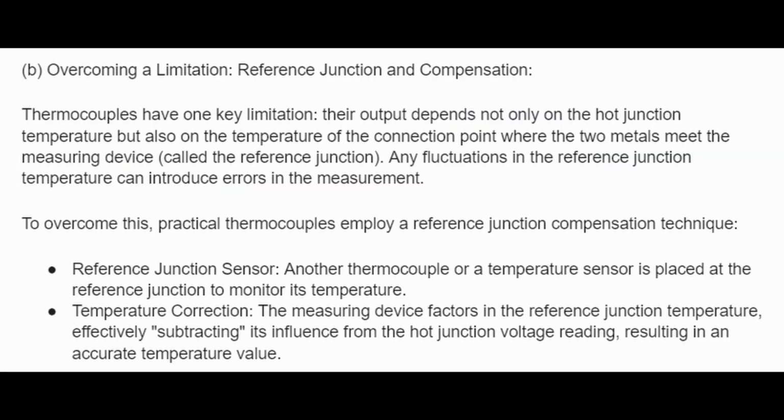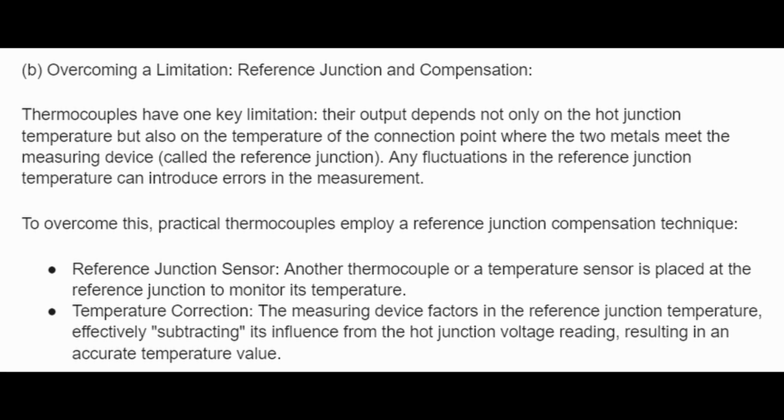Overcoming the limitations. Reference junction and compensation. Thermocouples have one key limitation. Their output depends not only on the hot junction temperature, but also on the temperature of the connection point where the two metals meet the measuring device, called the reference junction. Any fluctuations in the reference junction temperature can introduce errors in the measurement.